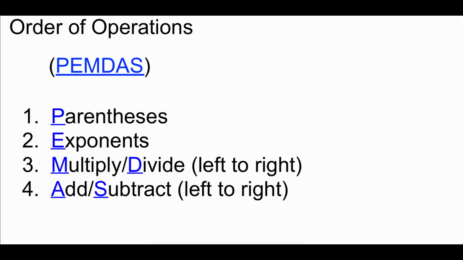Step number two, we look for exponents or powers, and we do the things that have powers on them. The third step, we look for multiplication and division. Now these two actually have the same order of importance, so we're going to do these in order from left to right as we read our math expression. And then lastly, addition and subtraction also have the same preference order, so we work those ones left to right just like we would multiplication or division. So this is the order that we're going to do all of our operations in.